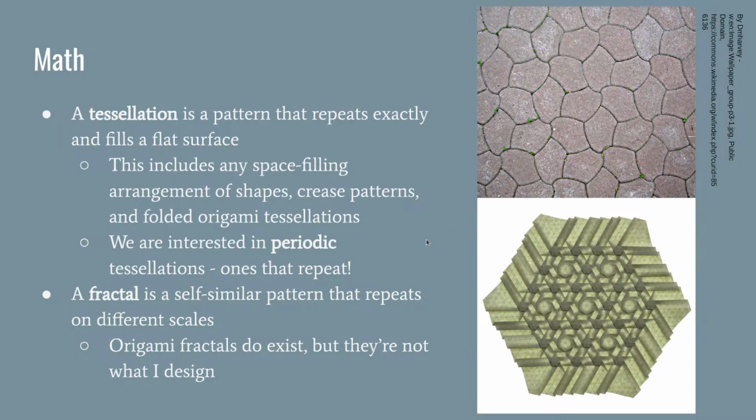So when I'm talking about tessellation, I'm talking more about the properties of repetition, that the pattern repeats, instead of a particular thing, because a tiling is a tessellation. Mathematically, a crease pattern is a tessellation. Mathematically, a folded piece of paper in a repeating pattern is a tessellation. So this is a mathematical property of repetition.